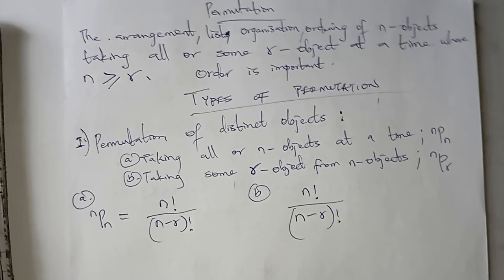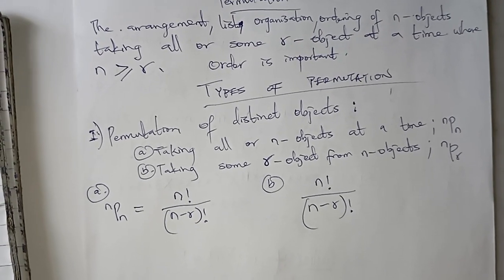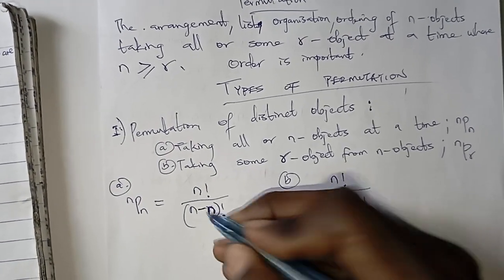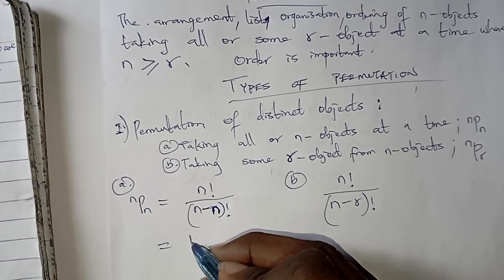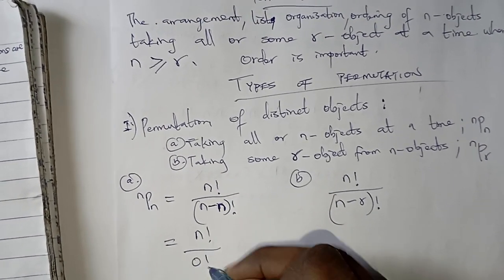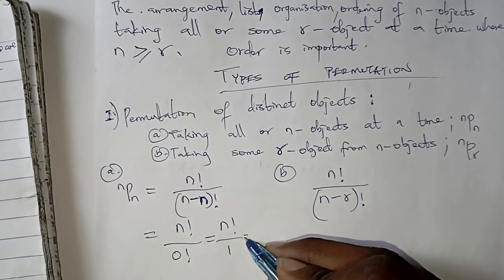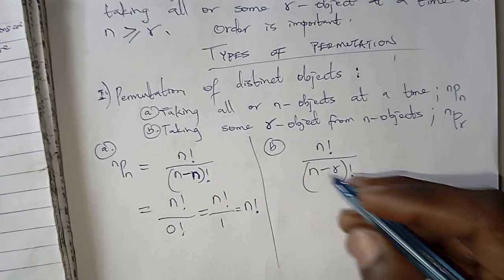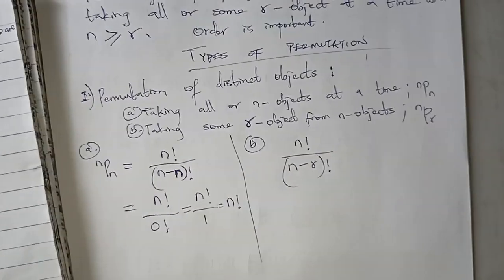So when you take all the objects into consideration, you use n permutation n. And when you put n here, you can see that n minus n is going to give me n factorial all over 0 factorial, and 0 factorial is the same thing as saying 1, so n factorial all over 1, which is the same thing as saying n factorial. For the other one, n minus r depends on what you are putting here.